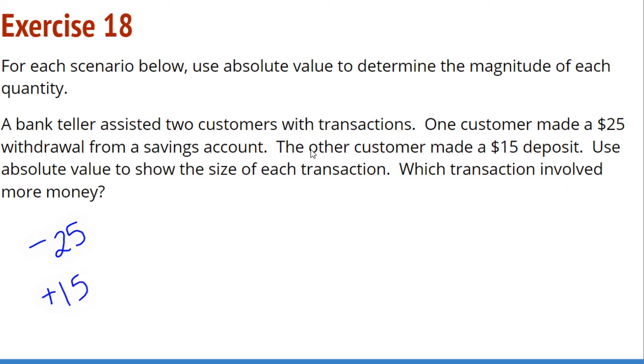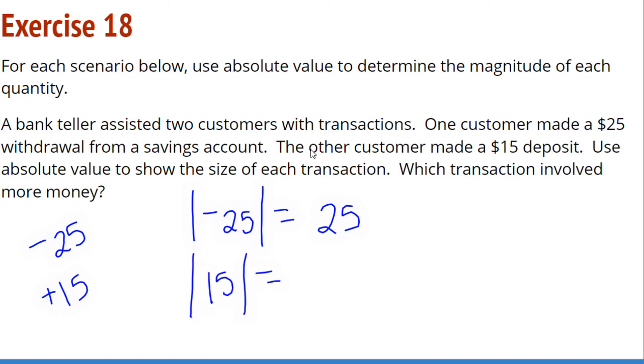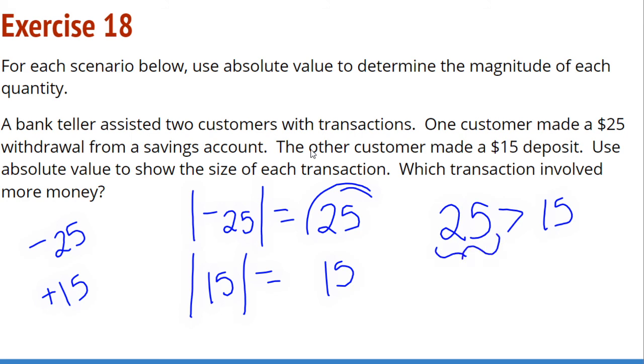Use absolute value to show the size of each transaction. So I need the absolute value of negative 25 to show that the magnitude of this transaction is 25. The absolute value of 15 to show that the magnitude of the transaction was 15. And the question is, which transaction involved more money? Well, 25 is greater than 15. This transaction has a greater magnitude, therefore it involved more money. So the transaction of taking $25 out of the savings account had a greater magnitude.